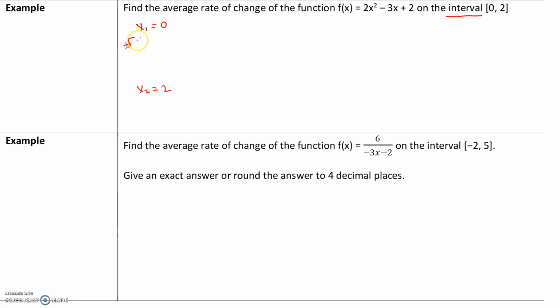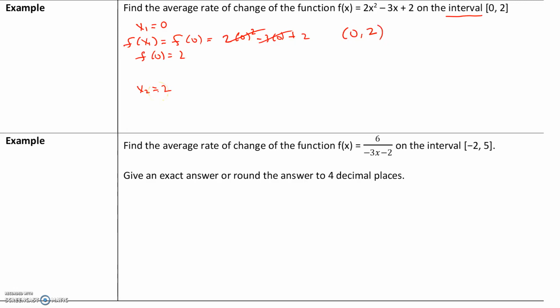So f of x1 will equal f of 0, since x1 is 0. So f of 0, if we plug this in, we have 2 times 0 squared minus 3 times 0 plus 2. 0 squared is 0, and anything times 0 is 0, anything times 0 is 0, and our output is 2. So therefore, f of 0 equals 2. So this ordered pair is the point 0, 2.